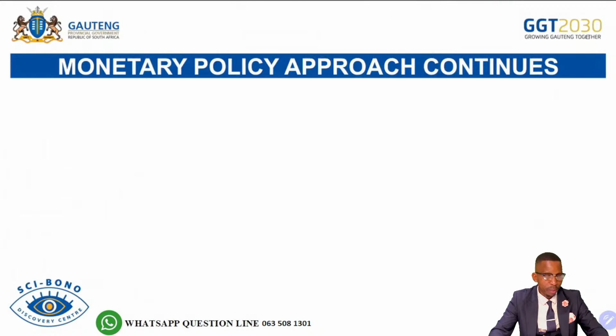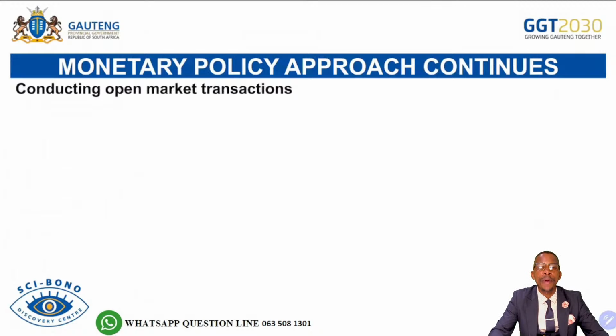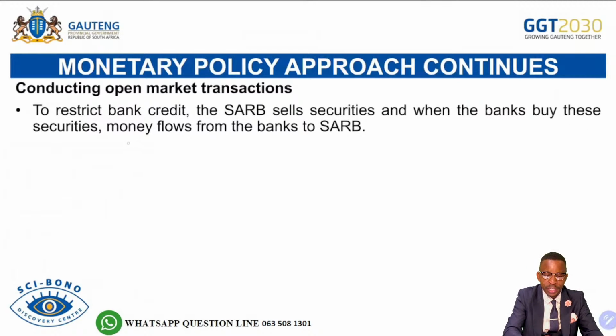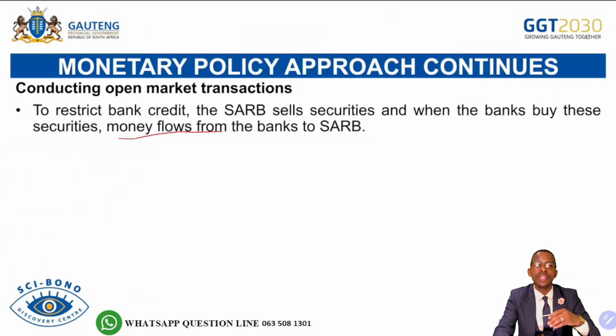And then we continue with the monetary approach: conducting open market transactions. Remember, this is all about the Reserve Bank being involved in the open market by buying or selling bonds or shares or financial securities between itself and commercial banks. So to restrict bank credit, the SARB or central bank sells securities, and when the banks buy these securities, the money flows from banks to the central bank. And remember, once the money is within the South African Reserve Bank, that money is not available in circulation. That means the quantity of money has been reduced.